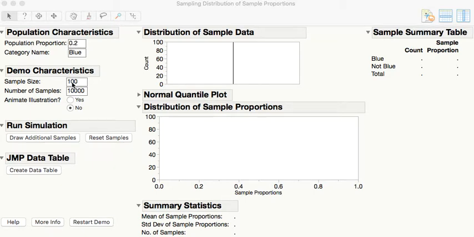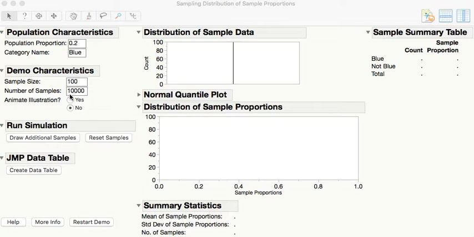I'm going to put my sample size at 100. So np would be 100 times 0.2, which is 20, and nq would be 80. So we would expect 20 blue and 80 not blue, which are both greater than 10. So we would expect this to turn out to be a normal model.